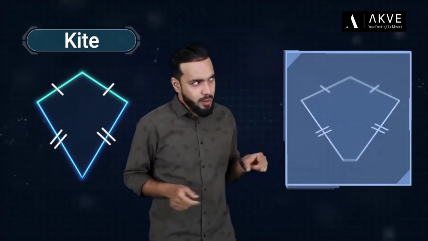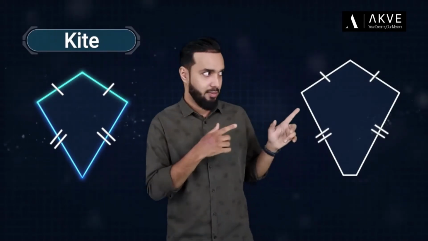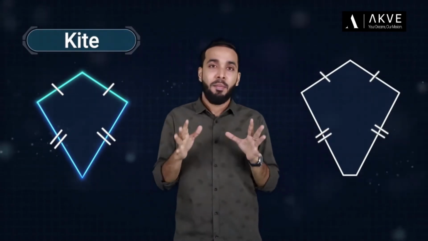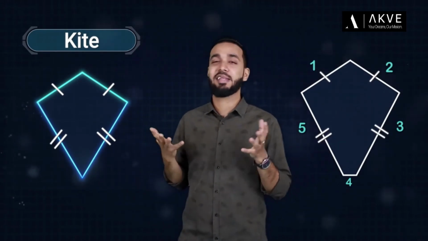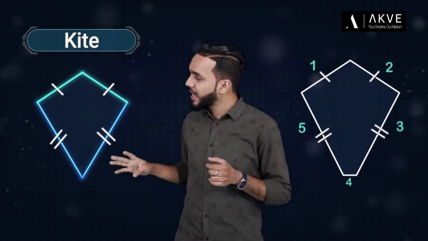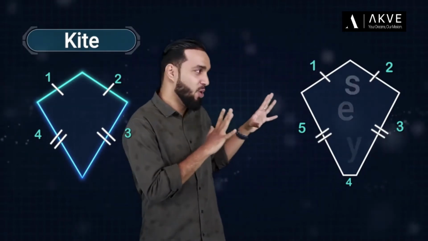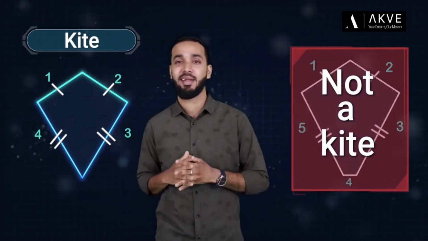But what about this one? Well, it looks quite like a kite, but here there are 5 sides, whereas a kite is a quadrilateral. That is to say, it has only 4. So no, this one is not a kite.